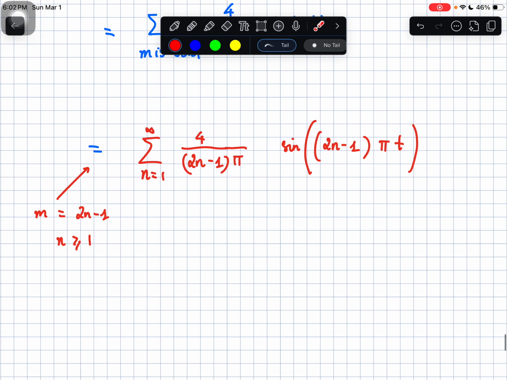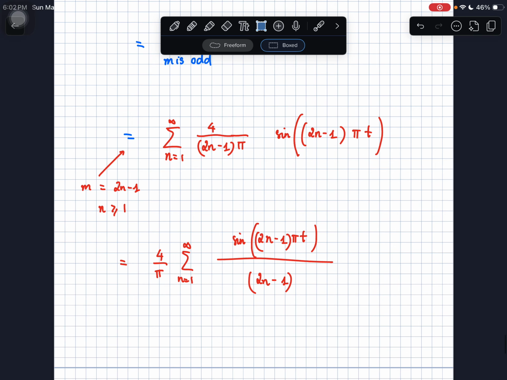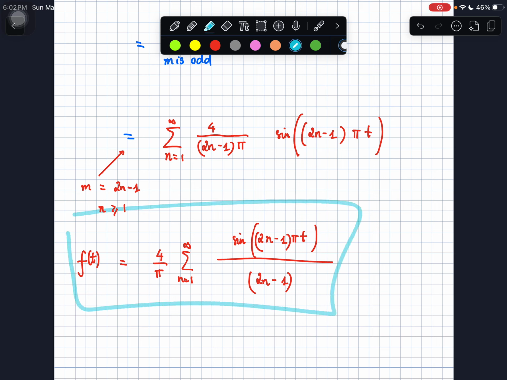So I can take all the terms that don't depend on n outside. 4 over pi, inside you have n from 1 to infinity, sine 2n minus 1 pi t divided by 2n minus 1. So this is ft. This is the Fourier series of f.